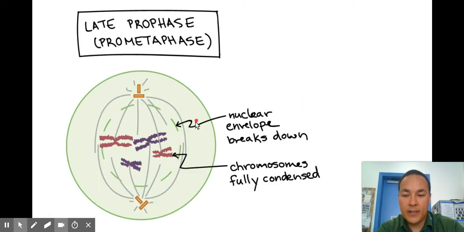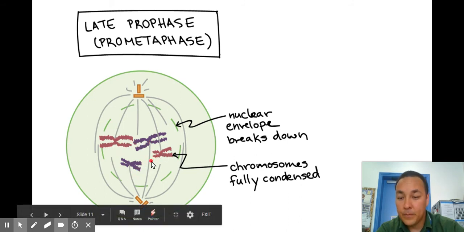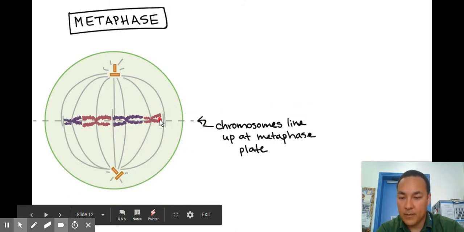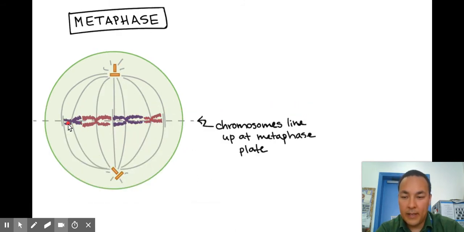Here we go. They're starting to attach to the spindle fiber. So remember, homologous pair number 1, homologous pair number 2. Imagine how busy it is in your cells. You have 23 pairs. All right, here we go. The chromosomes line up at the metaphase plate, so they line up in the middle. Remember, these are identical copies of each other. This chromatid is identical to this one, so we only need 1 copy of it.